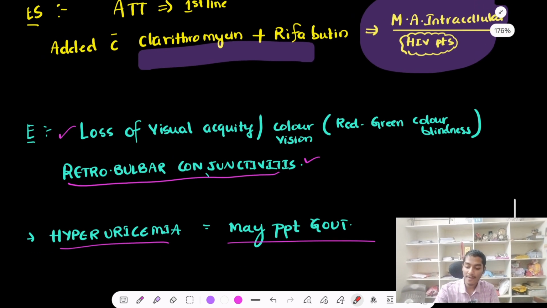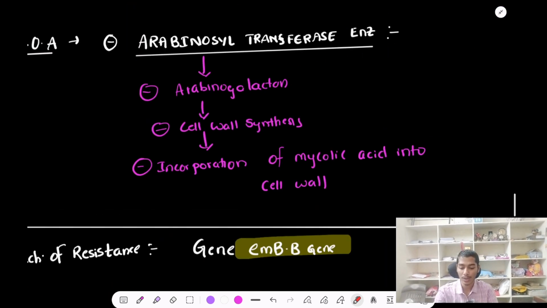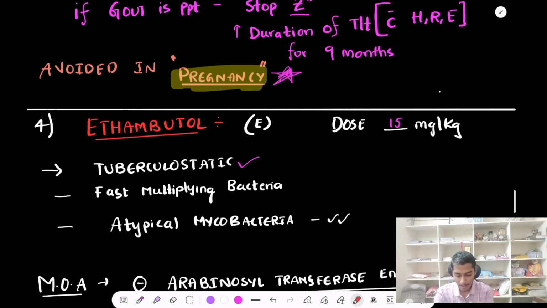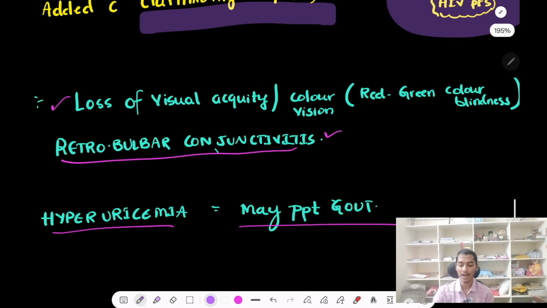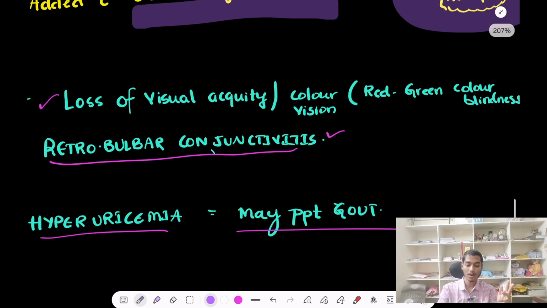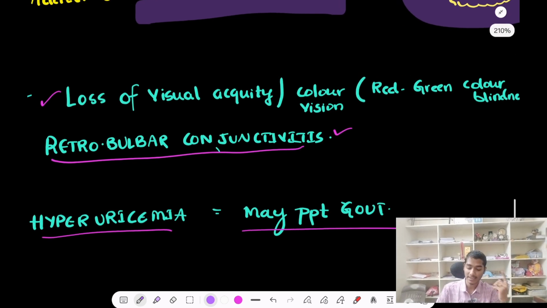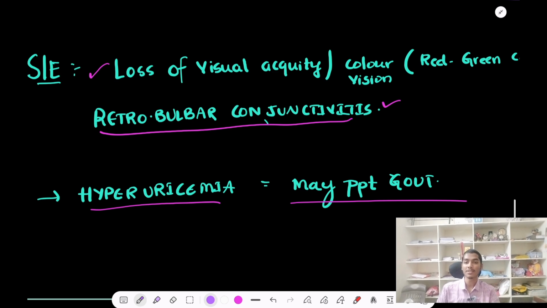Then we have side effects: loss of visual acuity. The mnemonic or the way to remember is the E that we have here. E stands for eye, right? Like that you can remember. The side effects of it are loss of visual acuity or color vision, red green color blindness, and also retrobulbar neuritis. Hyperuricemia, it may precipitate gout.